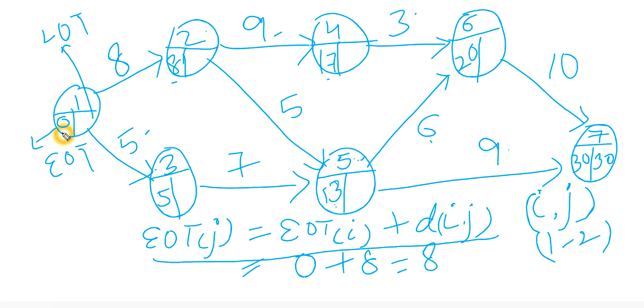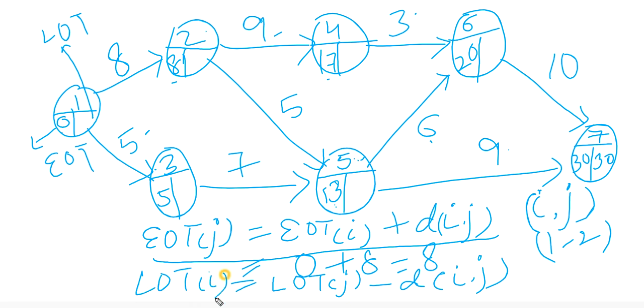So what I'll deduct: the LOT of the previous activity minus the duration of the activity. So what we will get is LOT of i. So this is the formula. So this 30, LOT of j, minus duration of ij, that is 10, and I will get LOT of i, that is this 20.